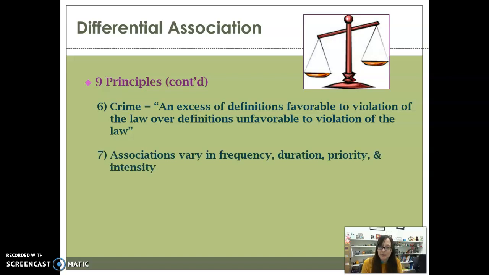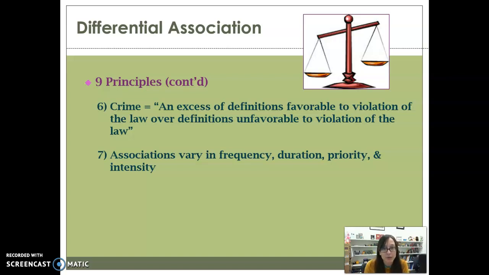And so then the seventh principle is that these associations that we have with other people vary in frequency, duration, priority, and intensity. So frequency is how often we see people. We may have people in our lives that have been with us a long time, but we only see them once every year or two. That's a different frequency than people that we see on a daily basis.